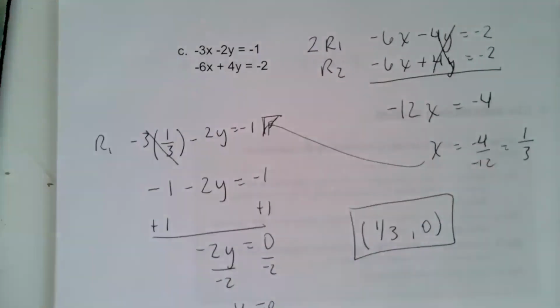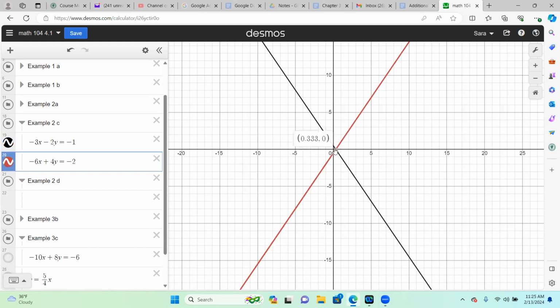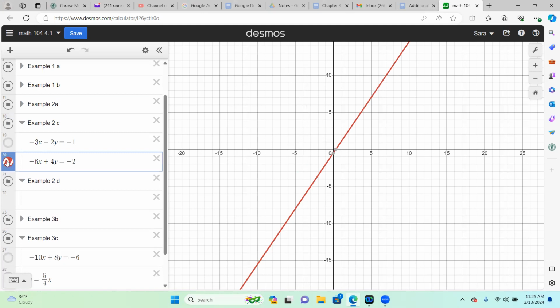And let's just validate that by going to Desmos to check it out. We already have Desmos pulled up, so there's 2C. I'm looking at the two graphs, and I'm going to click on either one of them and see that, yes, indeed, they do intersect at 1/3, 0. I'm going to turn those off.